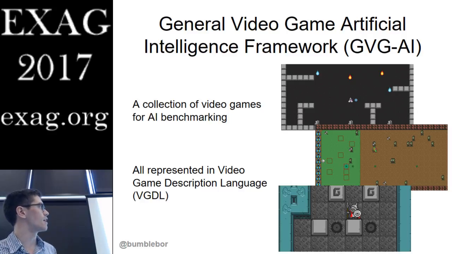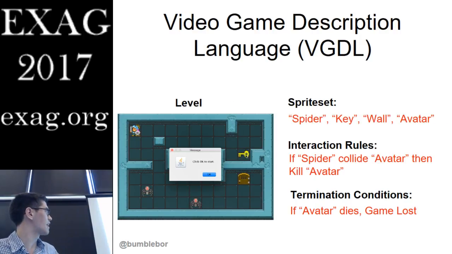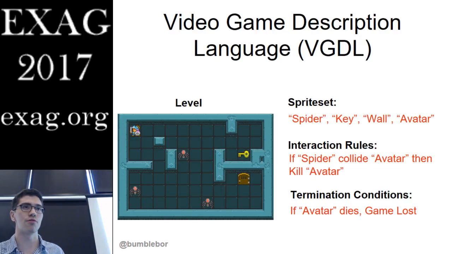So the GVG-AI framework that I just mentioned, I'm sure a lot of you have probably heard about it before, but it stands for General Video Game Artificial Intelligence Framework. It contains a large selection of games from which we can train this thing on and prove its worth. And all these games are described in Video Game Description Language, or VGDL. VGDL kind of looks like this. It's made up of 4 different parts.